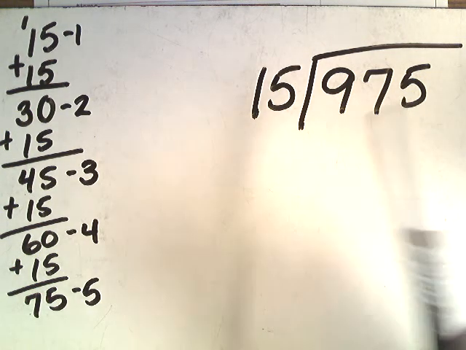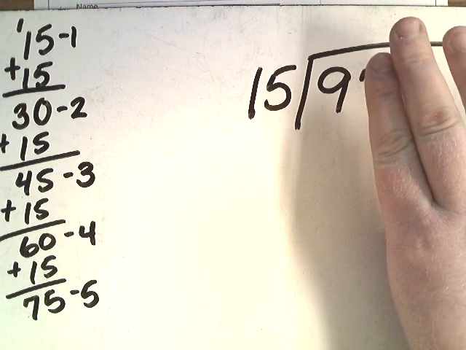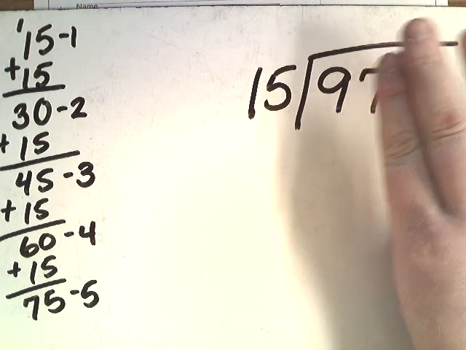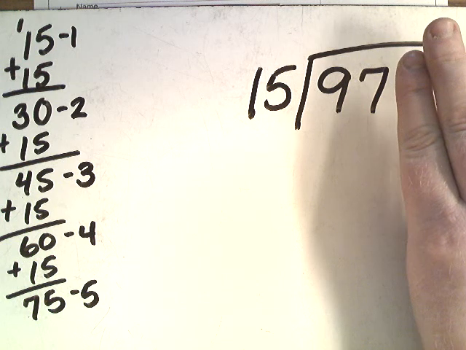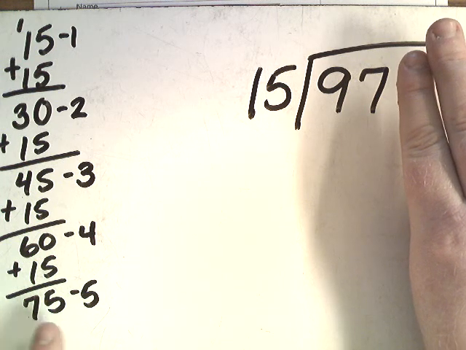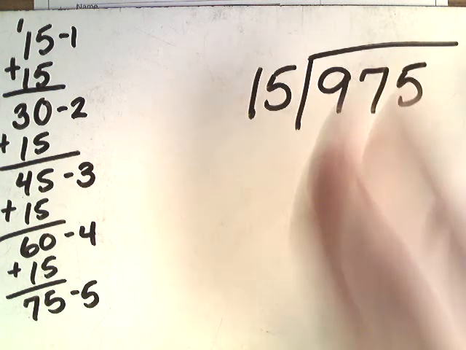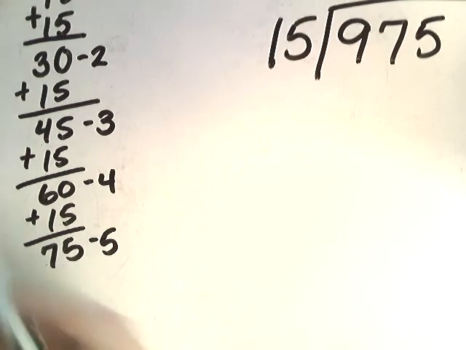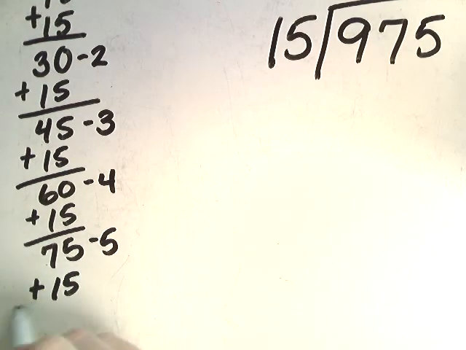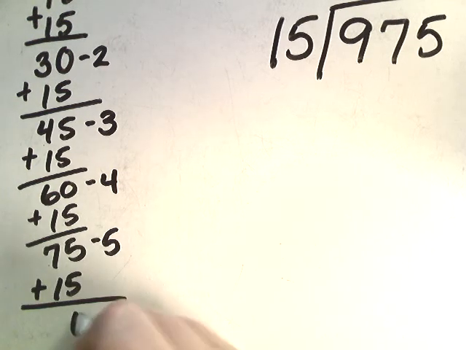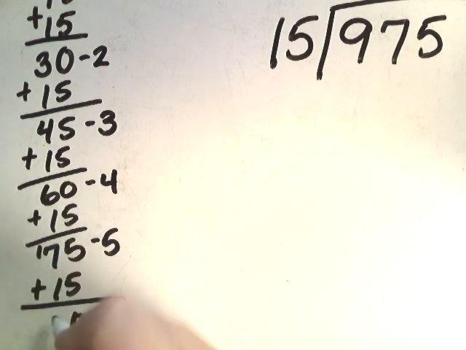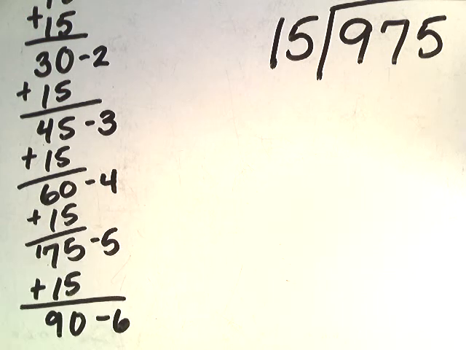Now let's look at this problem over here. 15 cannot fit into 9, but it can fit into 97. I only went up to 75 here, so I may need to continue adding 15 to this to come up with a number that's close to 97, okay? 7, 8, 9, that's 90. Looks like 6 did it for us, okay?